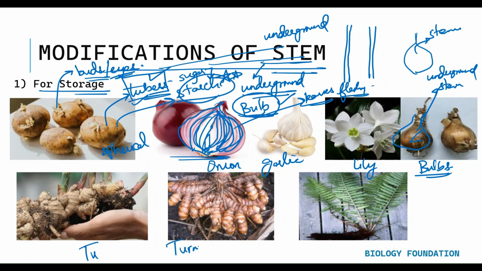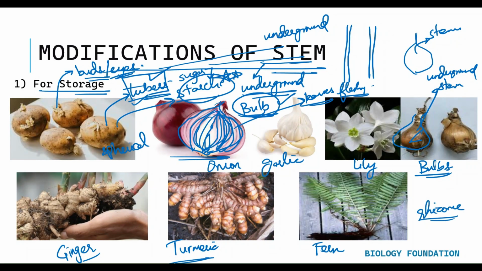Here you can see turmeric, and this is ginger. Okay. Here, and this is a fern plant. In all these three, the stem is an underground stem, okay, which is known as rhizome.